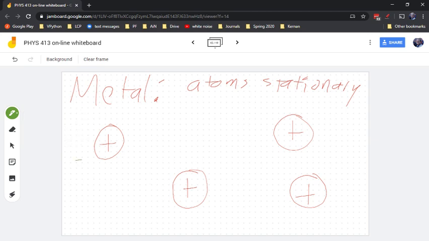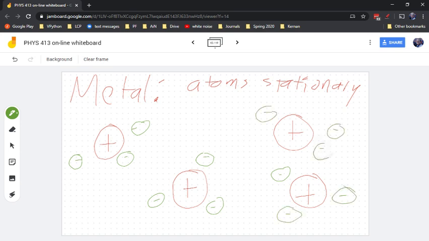So around each of these atoms, you have these electrons floating around, right? Kind of this traditional picture of the atom. We know that it's a little more complicated than that because of these electron wave functions, but we're going to break this down into wave function in a second.